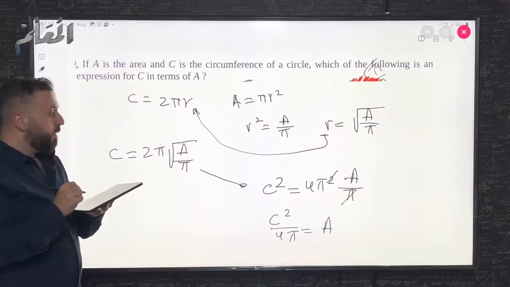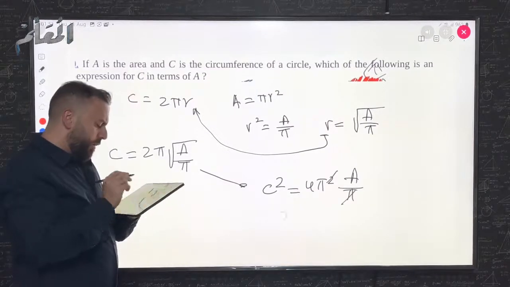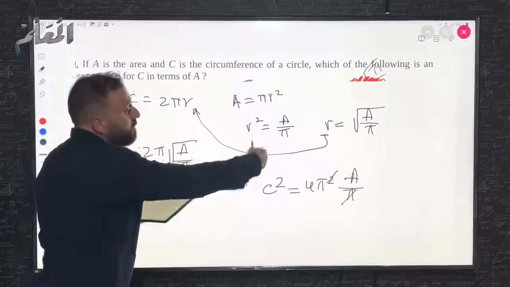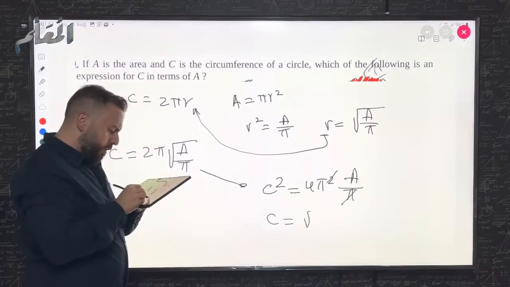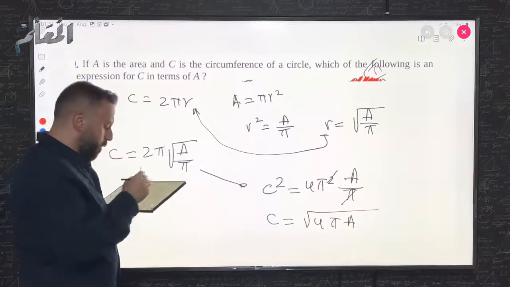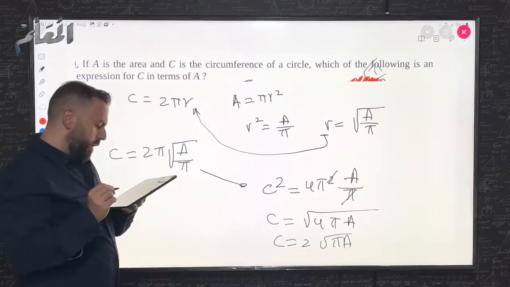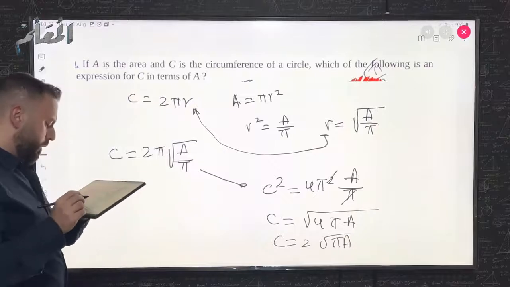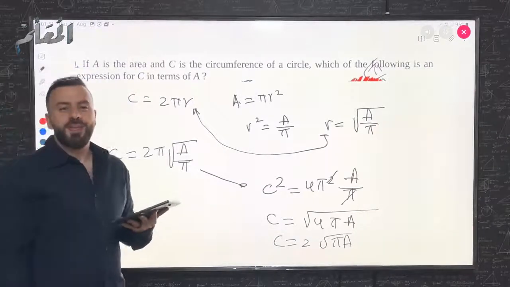They want C in terms of A, so you can just keep it, you don't need to do that. So C squared in terms of A, so C is equal to radical of 4 pi A, and the square root of 4 is equal to 2, so C is equal to 2 radical pi A. Yes, C is equal to 2 radical pi A. Okay? Thank you for this.